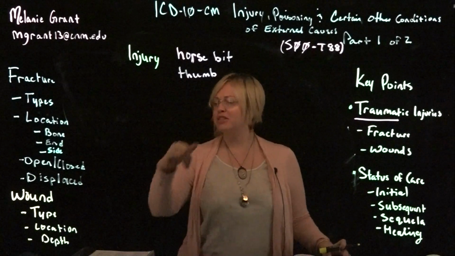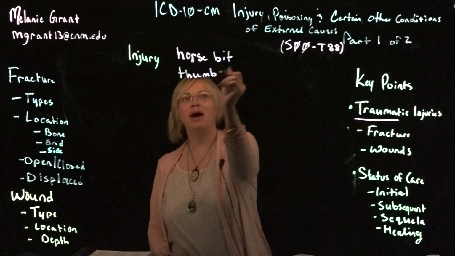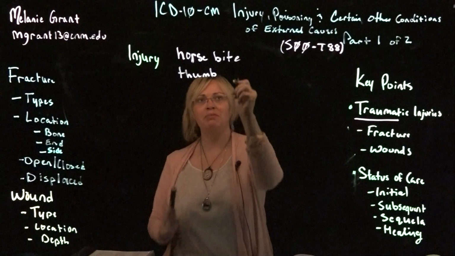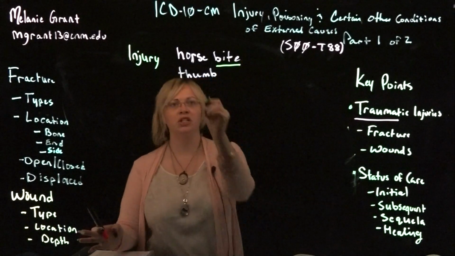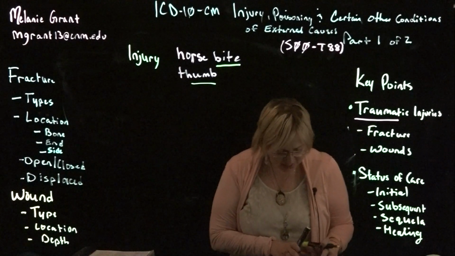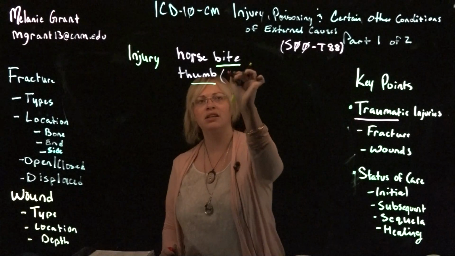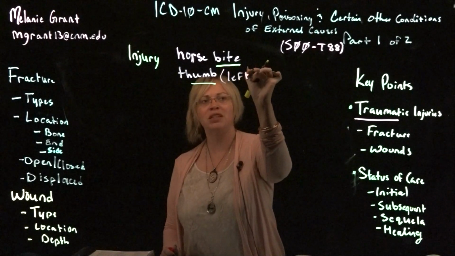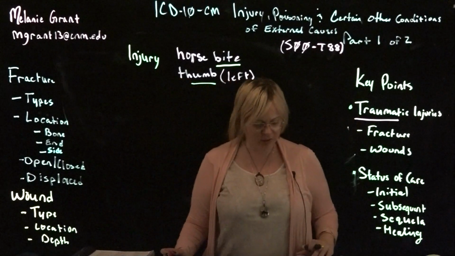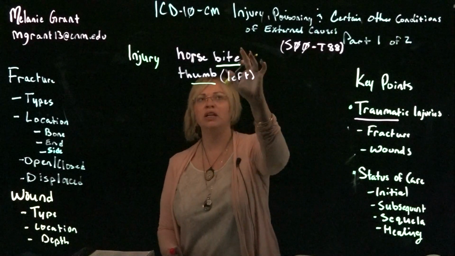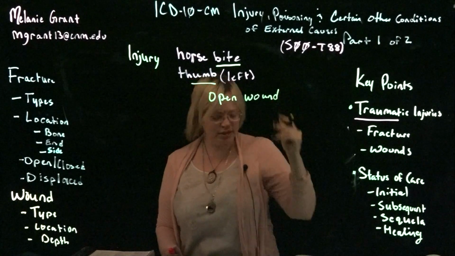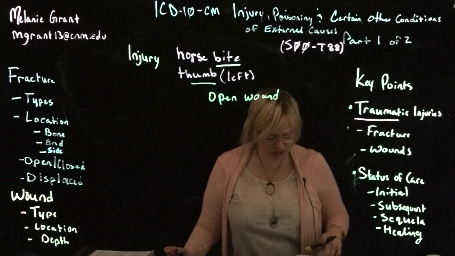Okay, so we have some information. We have what type of wound. It's a bite. Oh, speaking of misspellings. A bite is the type of injury. The location is the thumb. Do we know what thumb it is? If we go back and look at what hand he lifted, it was his left hand. So even though they didn't say which thumb, they said which hand was injured, and we can take that as appropriate documentation. Okay, so we want to remember this is an injury. With a horse bite, this is an open wound. And it's not specified as a type of wound, just that it's a wound.